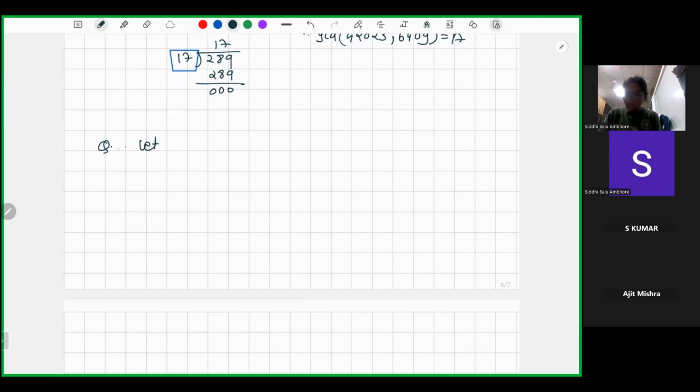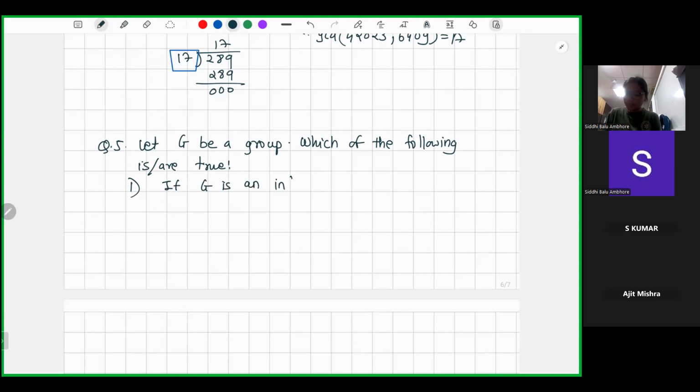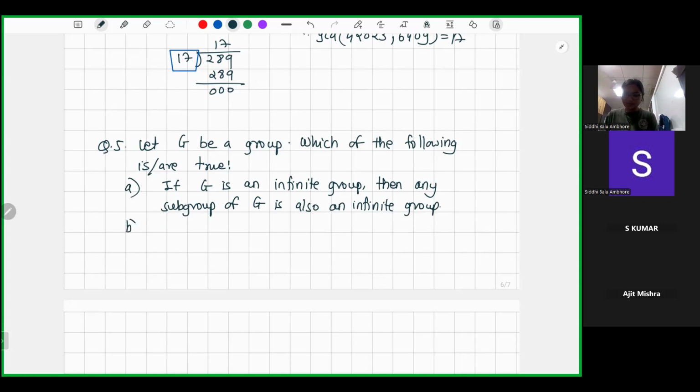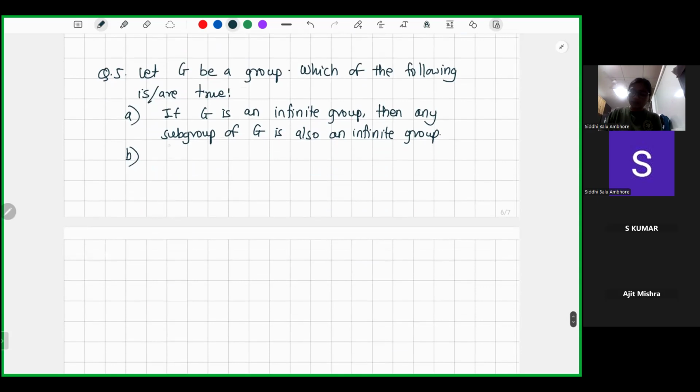Okay, so now the next question, I think it's question number 5. Let G be a group, then we have to check which of the following are true. So we might have multiple options correct. Okay, so first one is that if G is an infinite group, then any subgroup of G is also an infinite group. So I'll be writing all the 4 options. Meanwhile, you just start thinking about the options which I have already written.